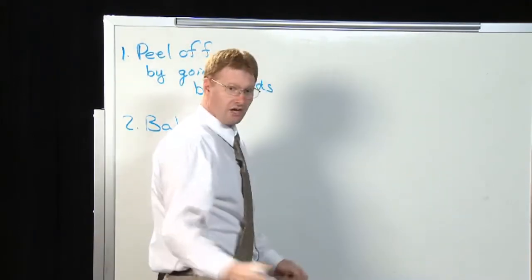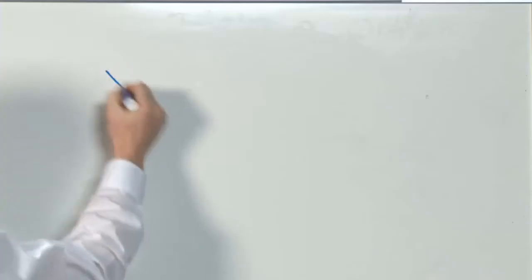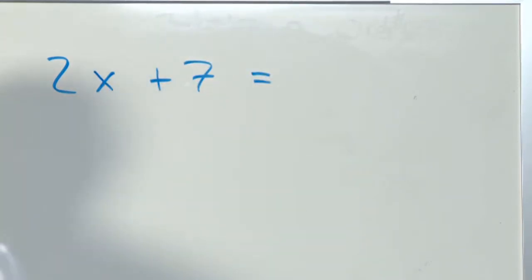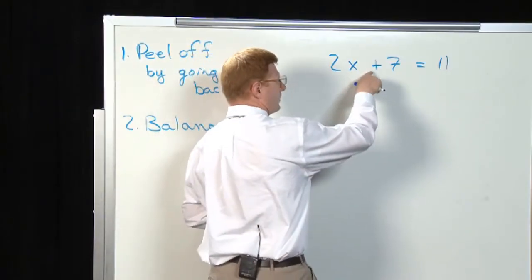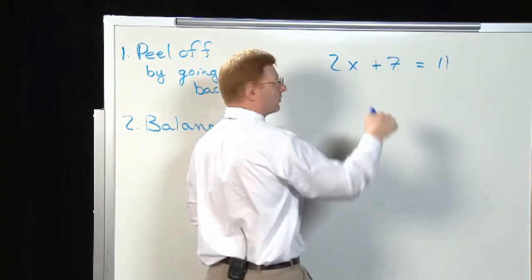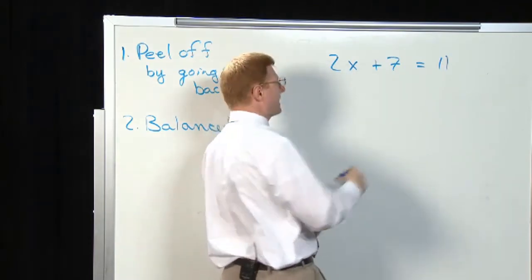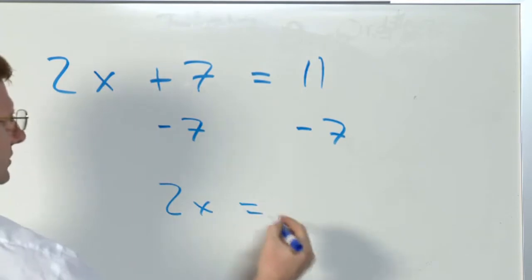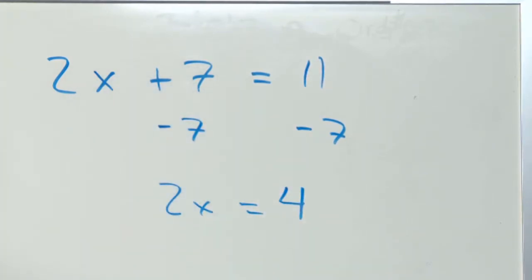We're going to take a larger equation. If I took a number, times it by 2, and added 7, and I get 11. 2 times the number plus 7 gives me 11. We're going to go backwards and find out exactly what that is. So in this case, we want to go backwards and get rid of that. So we subtract 7. Get rid of that positive 7. We have 2x equals 4.